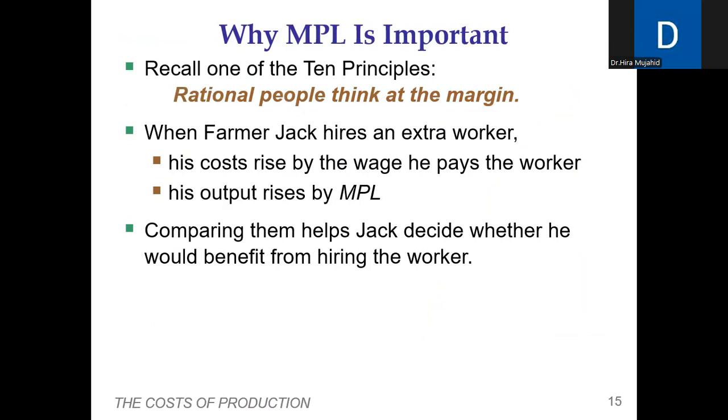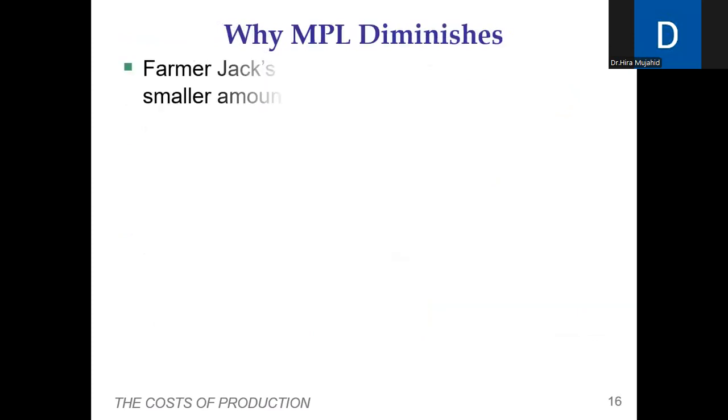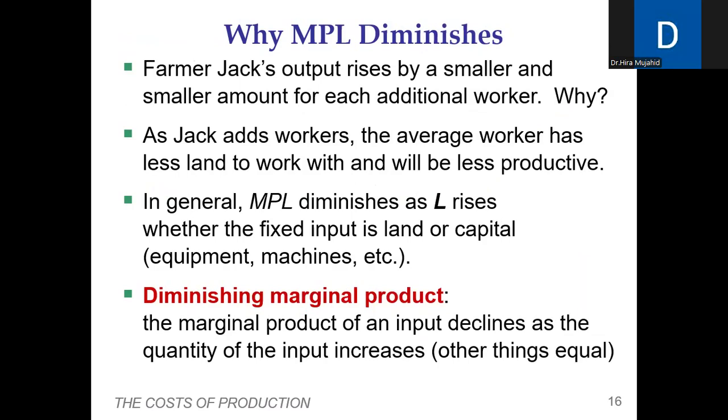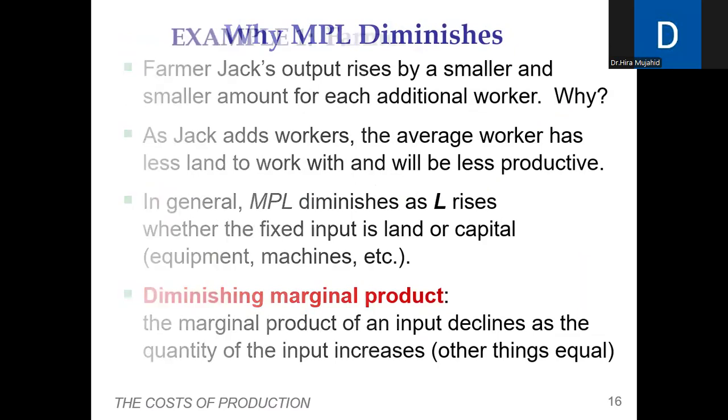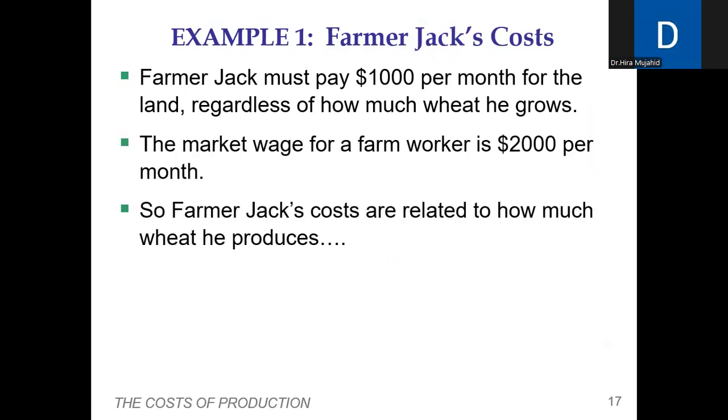So this is the reason why it diminishes. We calculated it because of its importance. Why is MPL important? Because it is related to the cost we have to pay to our worker, or anything we are taking into account, or output. It also affects your output, right? There is a law, the law of diminishing marginal product: the marginal product of an input declines as the quantity of the input increases, other things remaining constant, right?